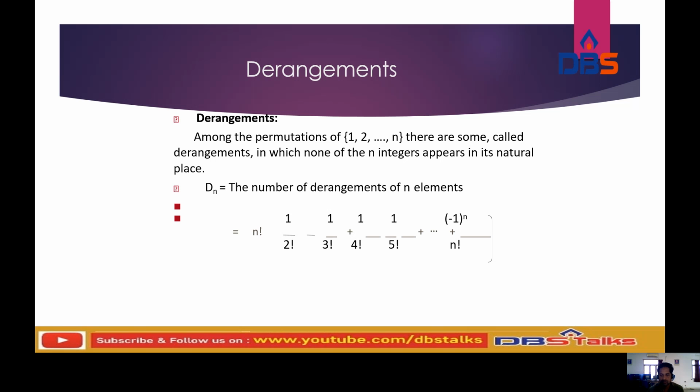So Dn equals the number of derangements of n elements, n factorial times (1 by 2 factorial minus 1 by 3 factorial plus 1 by 4 factorial minus 1 by 5 factorial, and so on, minus 1 whole power n by n factorial). Okay. Next one.